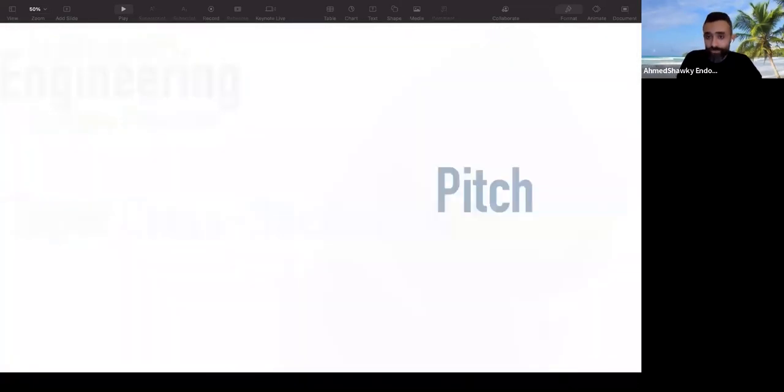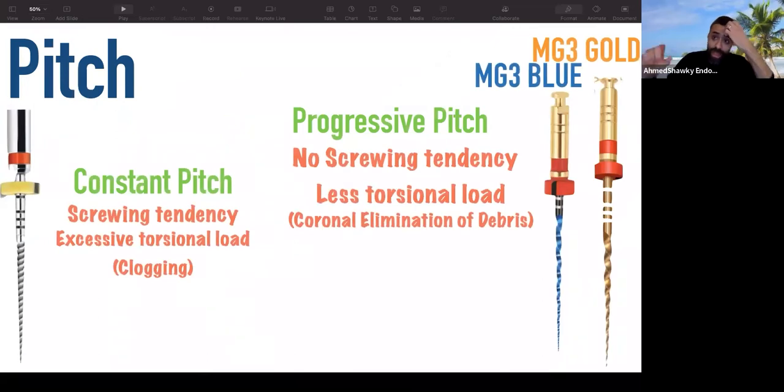The last is the pitch. The pitch is the tone, how the flutes are close to or away from each other.